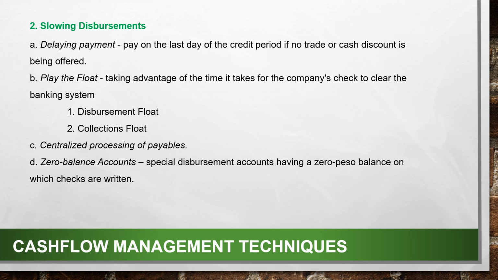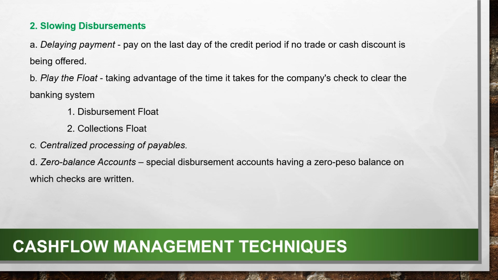Okay, so if we can speed up the collections, the opposite of that will also be helpful, like when we slow down our disbursements. If we slow down or delay our disbursements, that means more cash is being retained by the operations and more cash is available as working capital. So that's why we need to slow down disbursements as one of the effective cash flow management techniques.